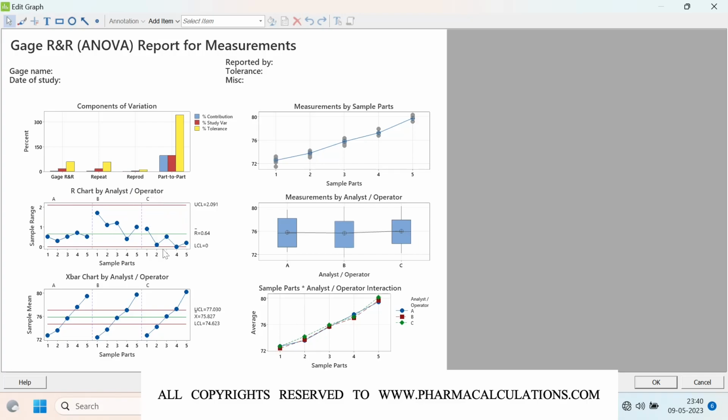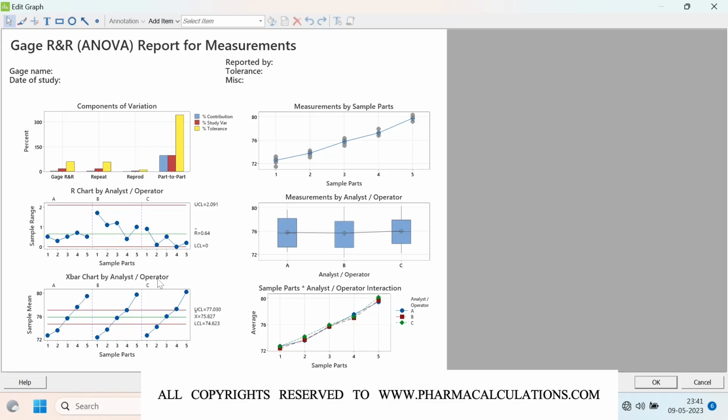In this graph, if you are able to see, all the data points are lying within the control limits, but the variation is shown very high in the case of operator B. See, it has started here and it has ended here almost. That means the variations are high.